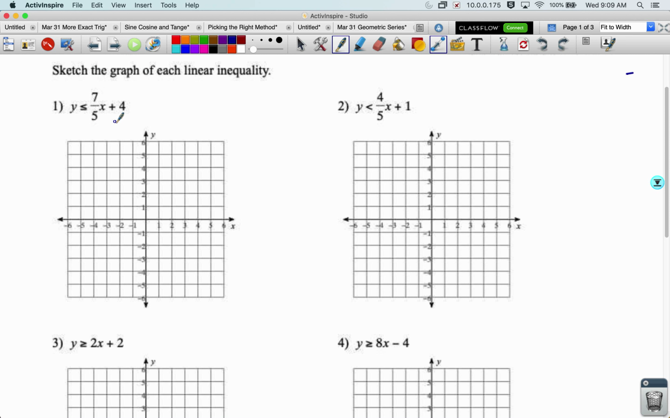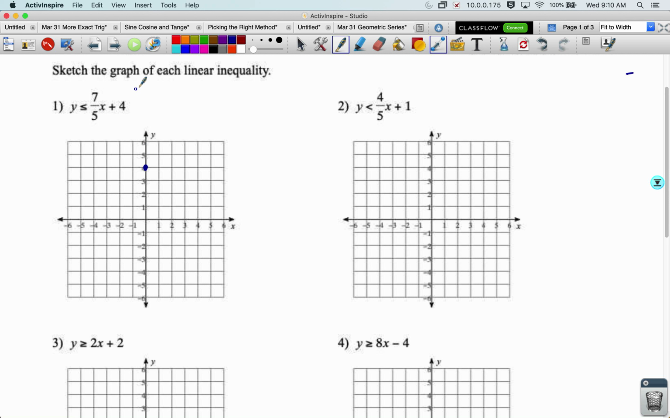So I first check that this is in y equals mx plus b form. It is. So I can just put a point right at my y-intercept of 4. And then I need to find a few more points. I'm going to use the slope to do that. This slope is 7 over 5. So think of that as rise over run. I want to rise 7 and go 5 to the right.